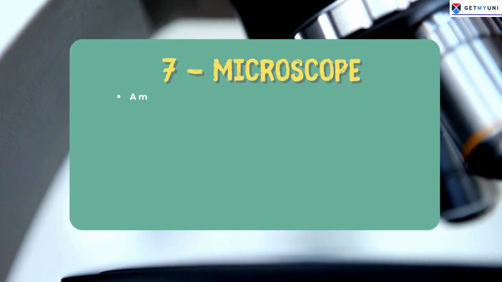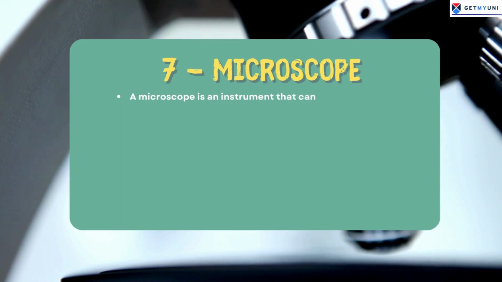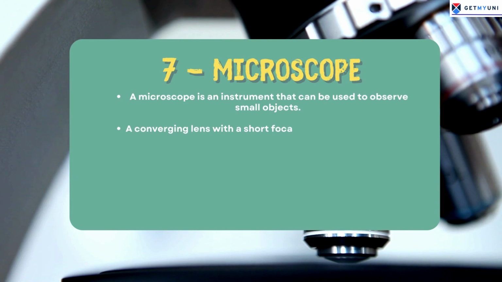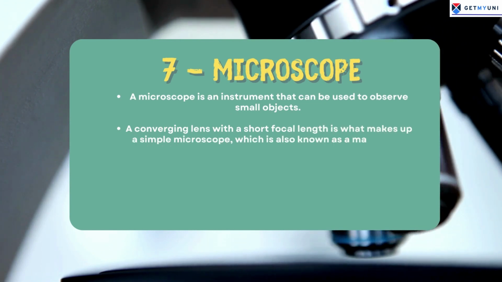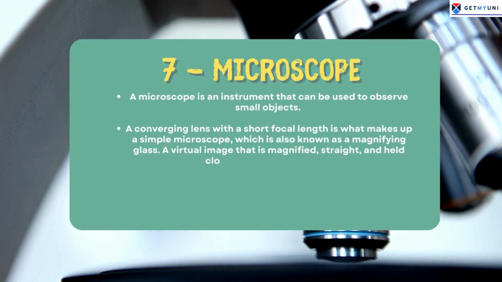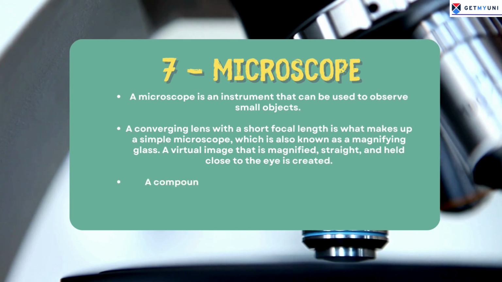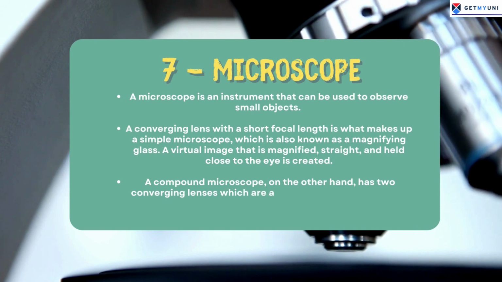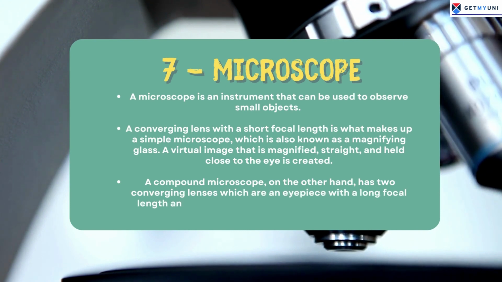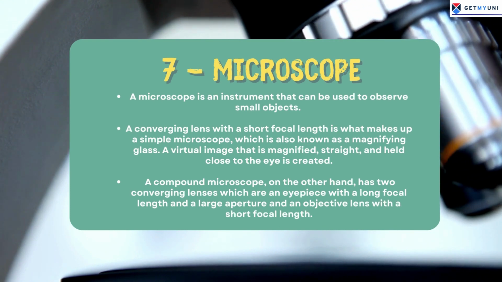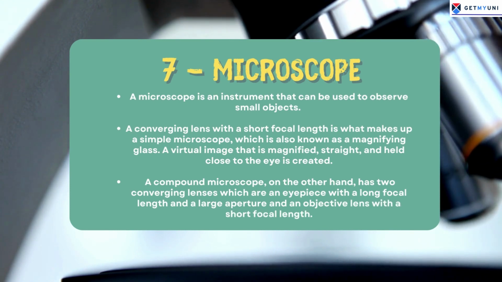7. Microscope. A microscope is an instrument that can be used to observe small objects. A converging lens with a short focal length is what makes up a simple microscope, which is also known as a magnifying glass. In this, a virtual image that is magnified, straight, and held close to the eye is created. A compound microscope, on the other hand, has two converging lenses, which are an eyepiece with a long focal length and a large aperture and an objective lens with a short focal length.